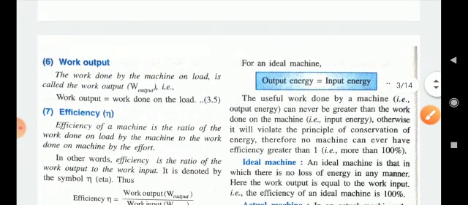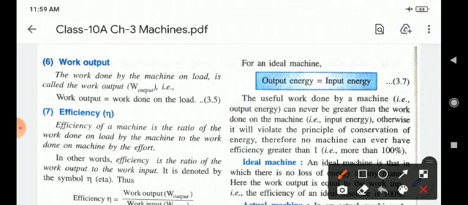Children, next point, work output. Another meaning of work output: it is work that is done by a machine, equal to the resistance force times the distance through which the force is applied. That is, work output is equal to the work done by the machine on a load. Work done on the load is called the work output.